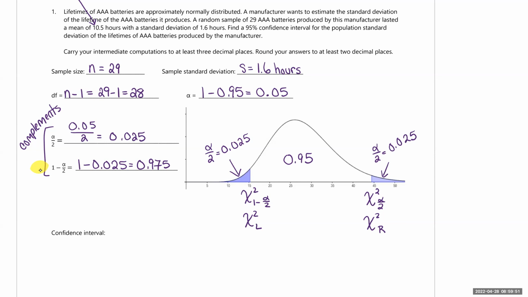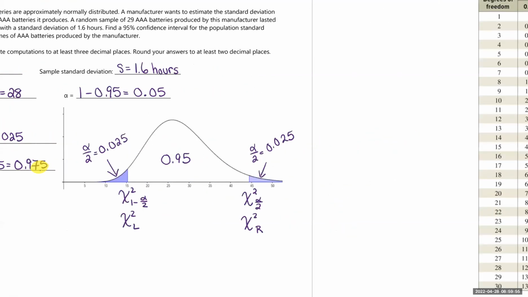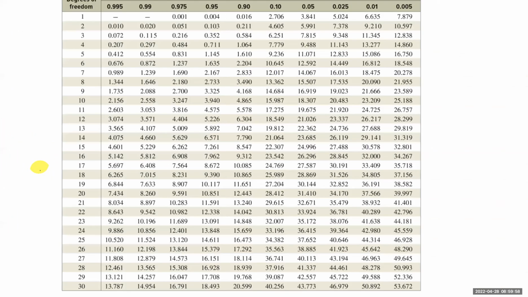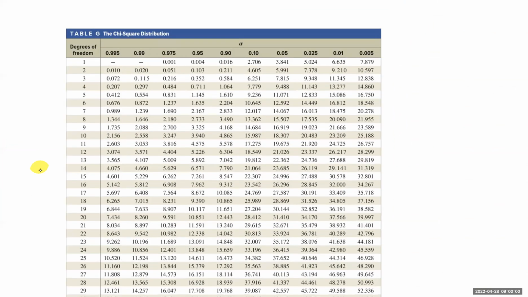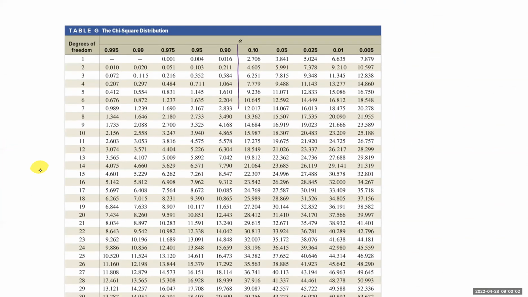And I'm going to slide over to the table here. So 0.025 and 0.975. On our table, think of this line down the middle. So here's 0.025, and you'll see its partner over here, 0.975. So the table is symmetric, with the line down the middle. So these values are always complements.